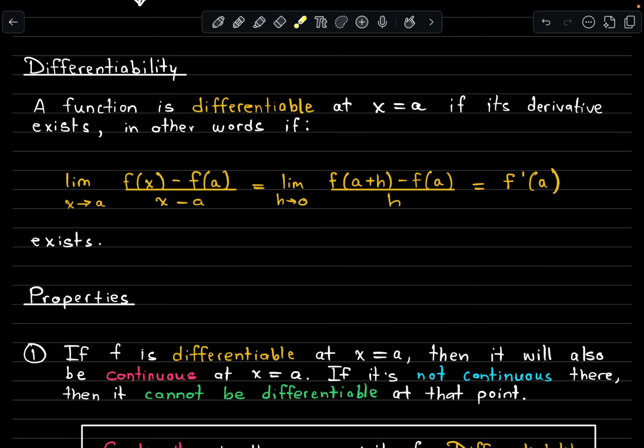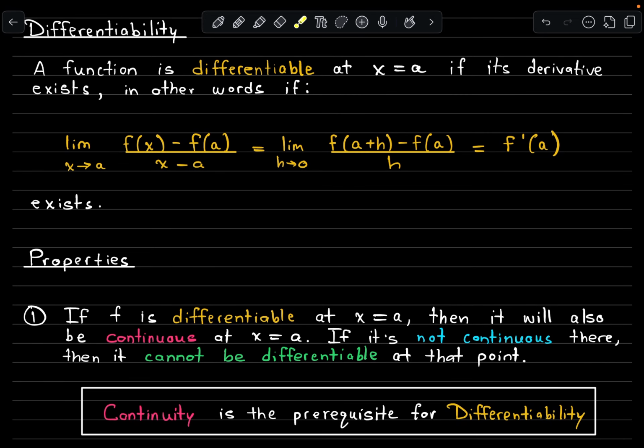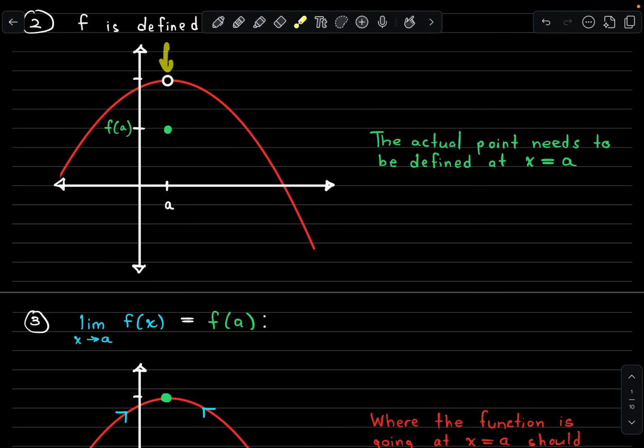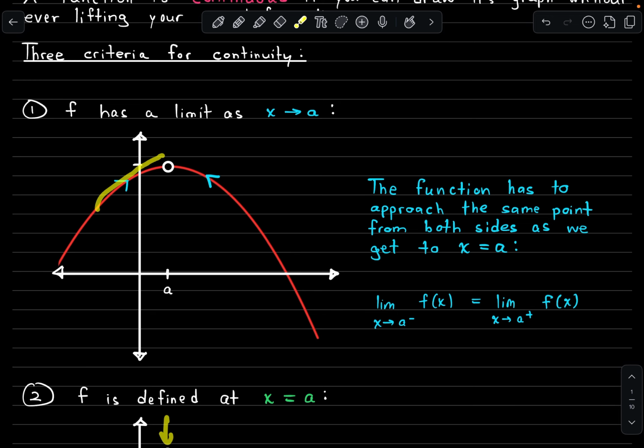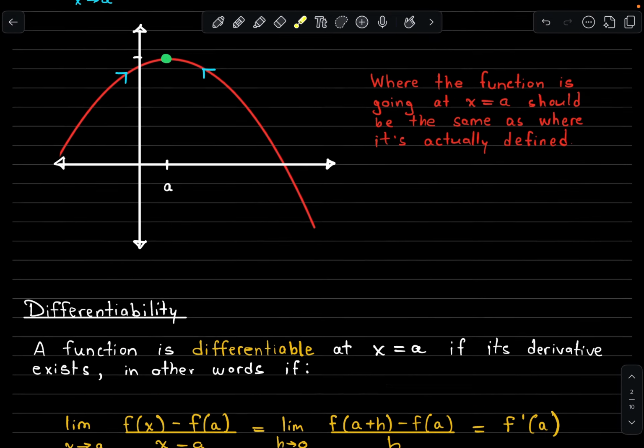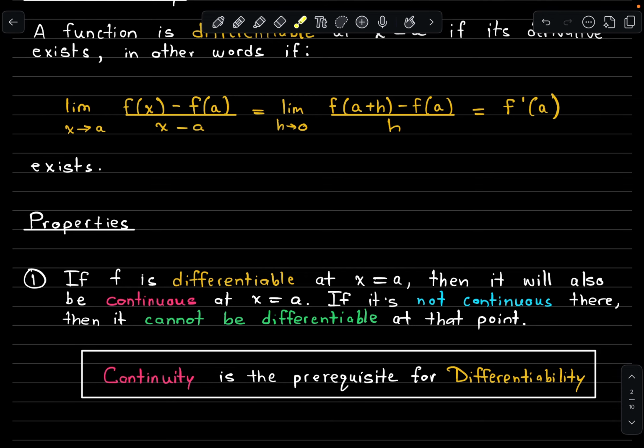Now let's talk about some properties involving the two of these. If your function is differentiable at x equals a, then it's also going to be continuous at that same point. If it's not continuous, then it can't be differentiable, because we may not have a point defined here, or our limit may not be going to the same place from both sides. We may have some discontinuity of some sort, an infinite discontinuity, a jump discontinuity, however it is. So without continuity, we're not going to have differentiability. This is the precursor, the prerequisite, the necessity in order to establish differentiability.